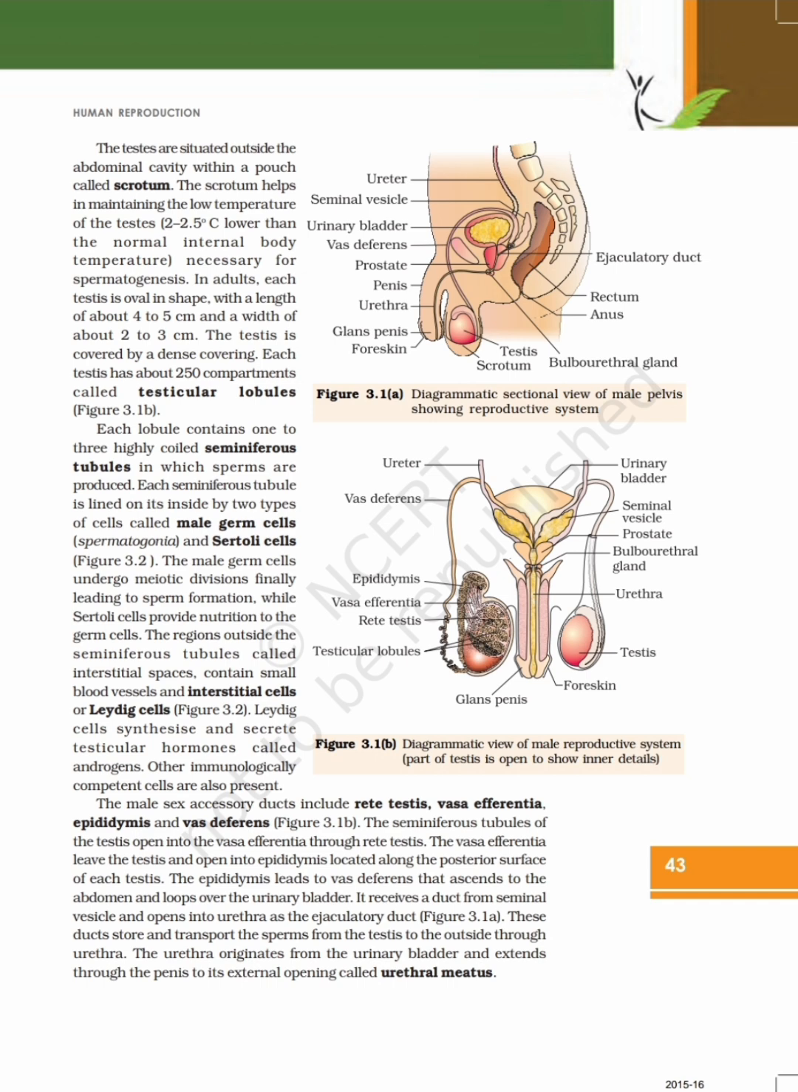The urethra originates from the urinary bladder. The common duct opens into the urethra, and the urethra extends from the urinary bladder through the penis to its external opening, which is known as the urethral meatus. So this was in general the ducts involved and the pathway of the sperms.